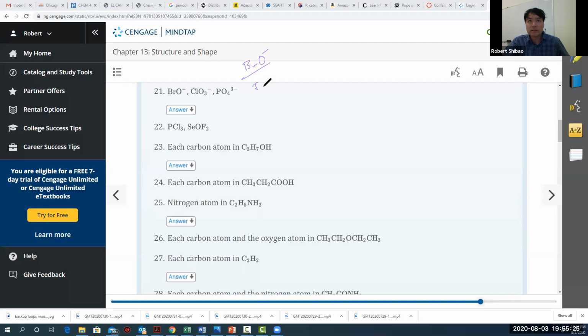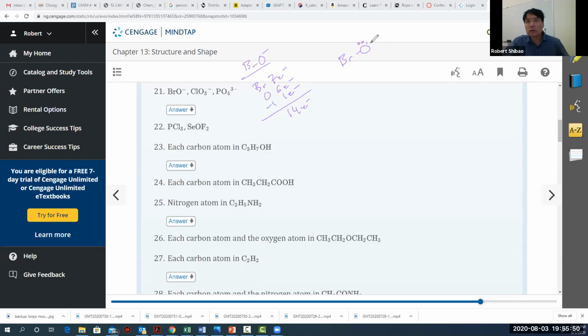Hypobromite. Bromine has 7 electrons. Oxygen has 6 electrons, and then a -1 charge, which would be 1 electron. And so that's going to give us a total of 14 electrons. And then there's only one choice, bromine bonded to oxygen here. And then we have a choice, bromine or oxygen.